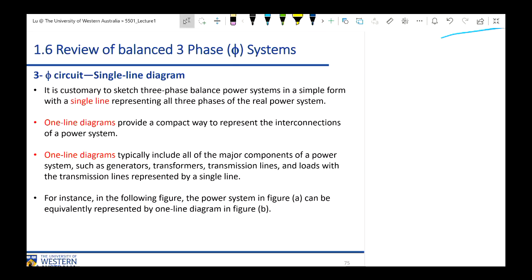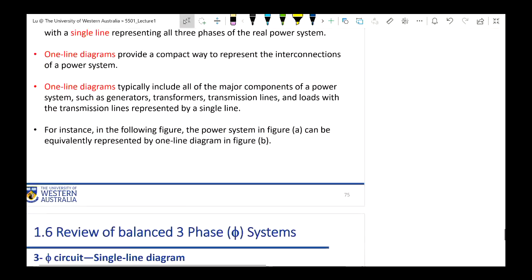So it's customary to sketch a 3-phase balanced power system in a simple form with a single line representing all 3 phases of the real power system. One-line diagrams provide a compact way to represent the interconnections of a power system. You will see an example very soon. One-line diagrams typically include all of the major components of a power system, such as generators, transformers, transmission lines, and loads, all that stuff. For instance, in the following diagram, you can see the power system in Figure A can be equivalently represented by a one-line diagram in Figure B.